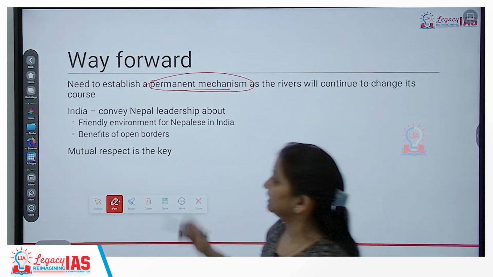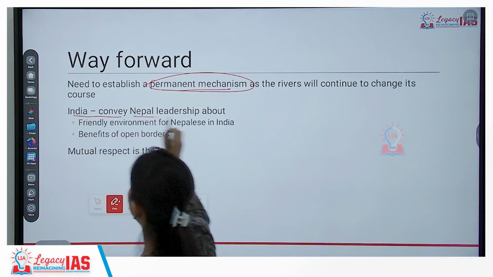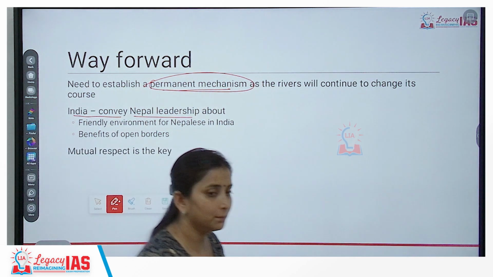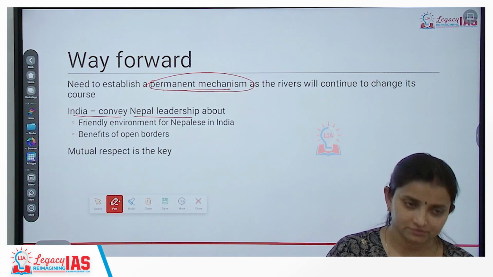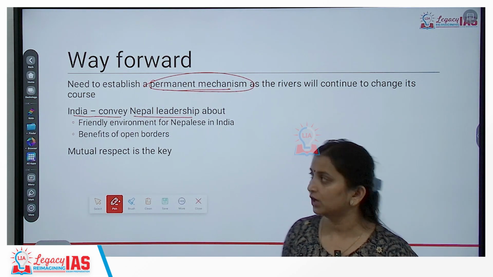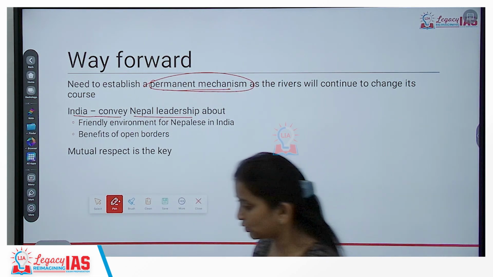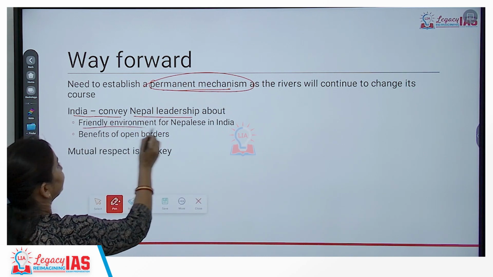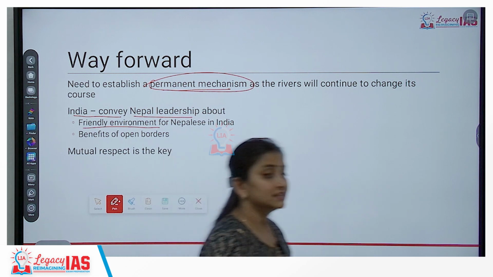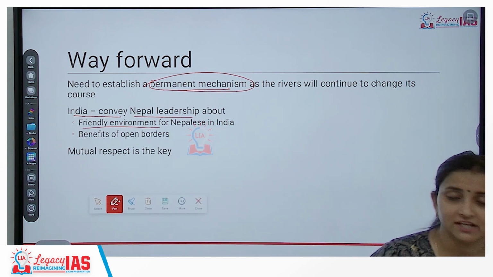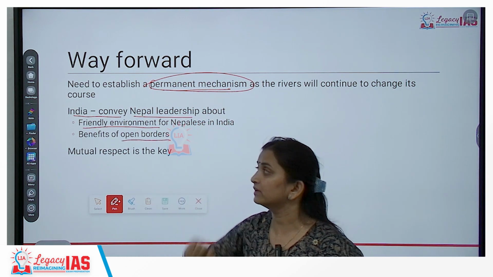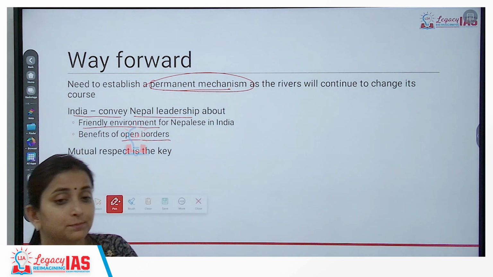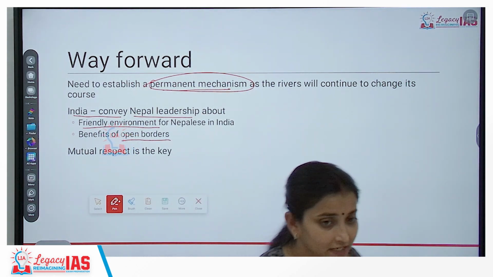Second, India should also be conveying to the Nepalese leadership, the government of Nepal, that we are allowing your people to have occupation here, to continue their studies here. So education and employment is open for Nepali citizens in India. So they have a very friendly environment. Plus, there are so many advantages of having open borders between India and Nepal. So such minor controversies can be overlooked if it promotes tourism for India also.